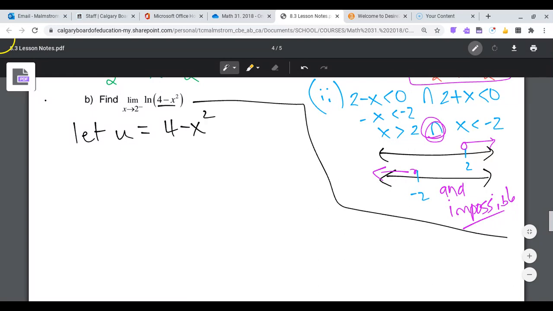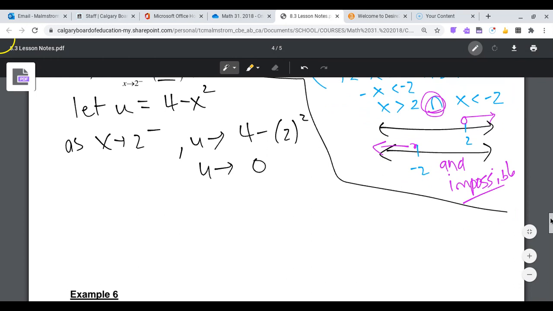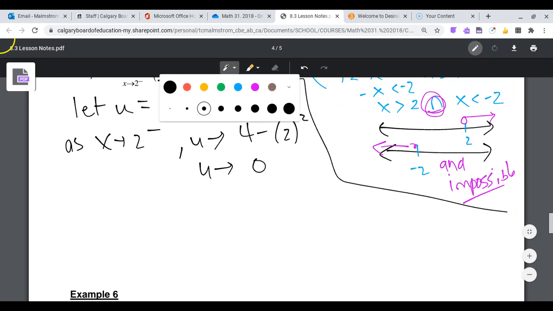Okay, then let's think about as x approaches 2 from the left, what would u be approaching? U then would be approaching the 0 that I was just working on, 4 minus 2 squared. So u would be approaching 0. And what does this look like on my graph? So lots of these limits are just done where you have to visualize the graph.